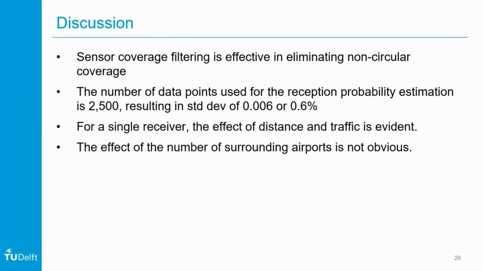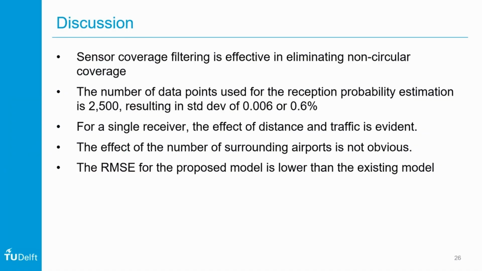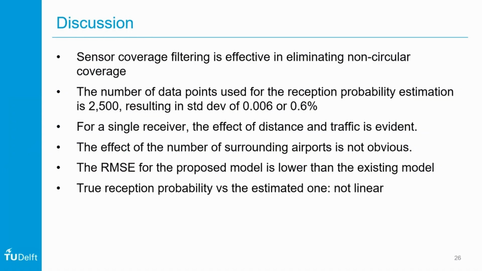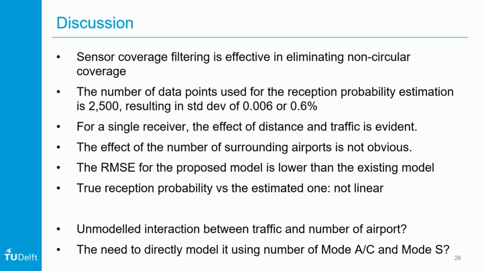Then for discussion, we successfully eliminate the non-circular coverage because it's important for the reception probability modeling. Then we use 2,500 data points for a single receiver. The effect of distance and traffic is obvious. And the effect of the number of surrounding airports is not so obvious. And our proposed model provides a better estimation of the reception probability. But we found that the estimation itself is not linear when we compare the estimated versus the true one. So maybe there is some unmodeled interaction between traffic and the number of airports, because maybe it's not a direct correlation between the traffic itself and the number of airports and how they produce the interference. So we think that instead of the number of airports, maybe it's better to have Mode AC and Mode S in the equation directly.